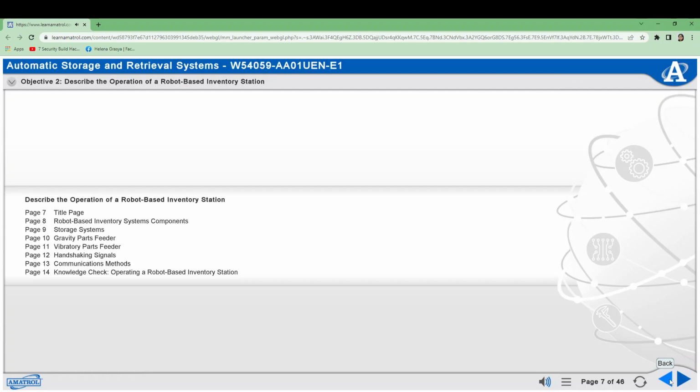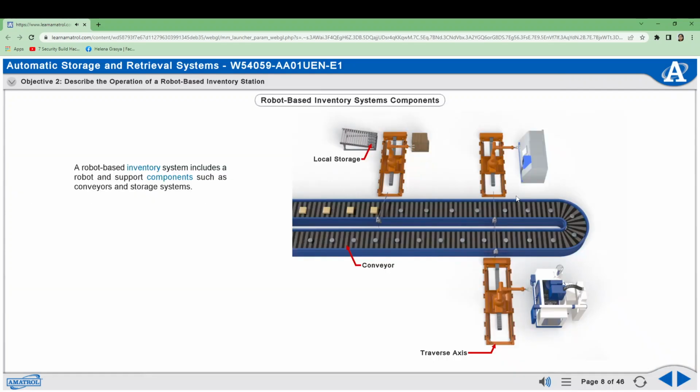A robot-based inventory system includes a robot and support components such as conveyors and storage systems. Conveyors transport material to and from the robot station. Local storage systems can deliver parts to the robot to store after processing or just deliver parts to the robot. Some robots also have a traverse axis to increase the robot's reach so it can service more storage locations.